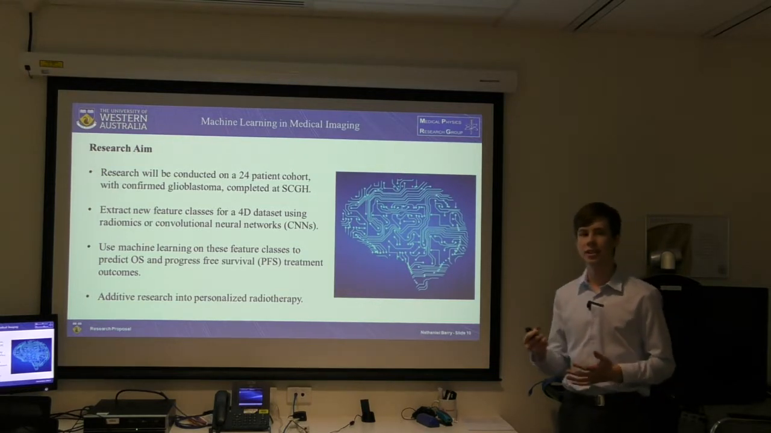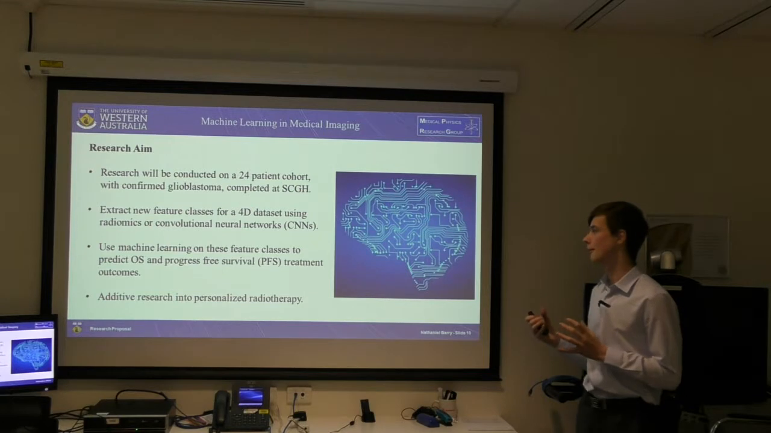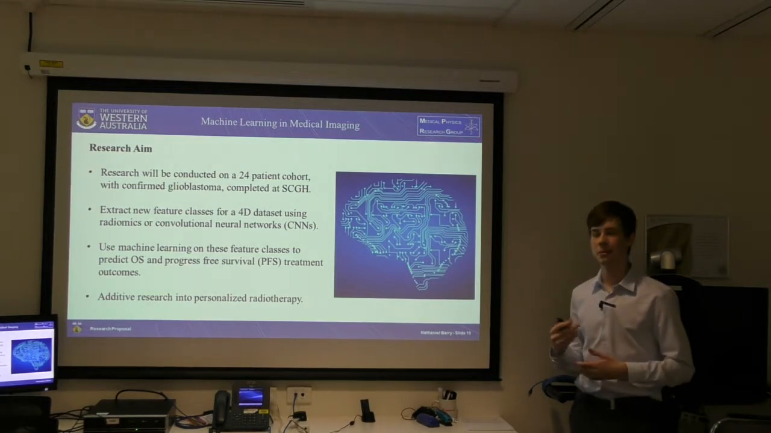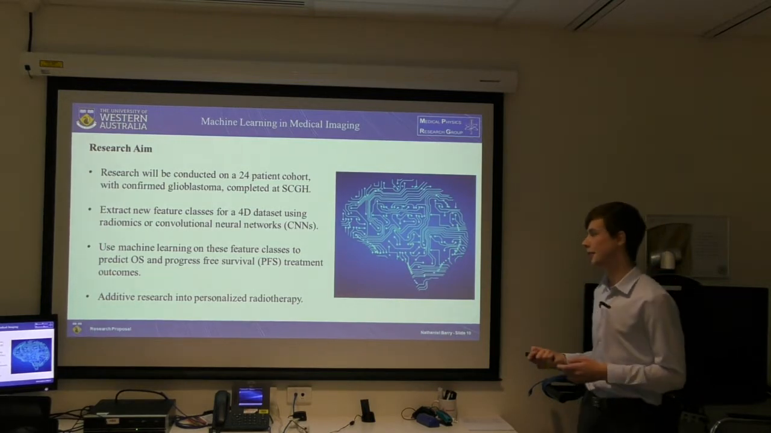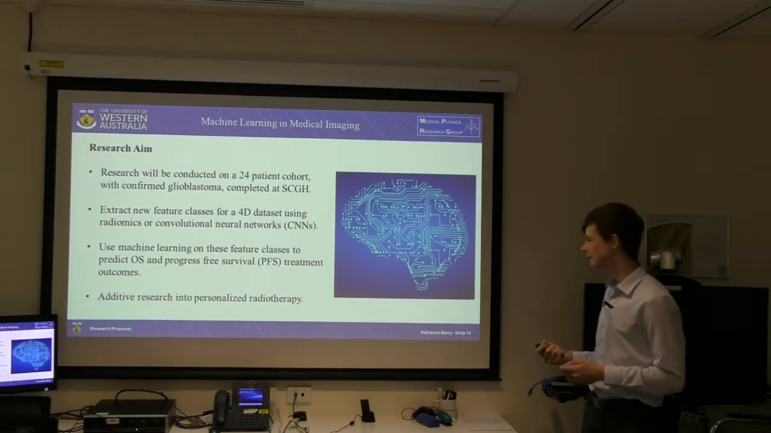So currently in the literature, there are no feature classes that have been described specifically for a 4D data set. And so if we're able to get these out properly, this would lay the foundation for possible future research for other people and also for myself.